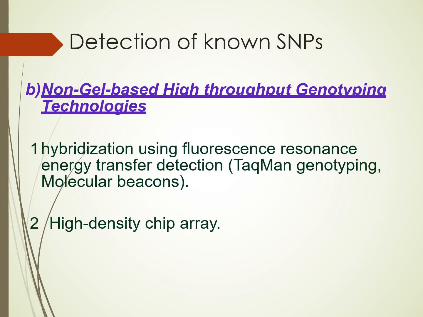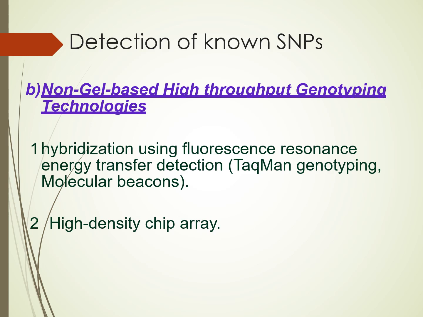Then there is non-gel based high throughput genotyping technology. In the previous technologies that we have discussed, that is PCR and then mini sequencing, in those cases we have to run the DNA on the gel. But there are other techniques which are non-gel based and are high throughput genotyping technologies. So you can determine the presence of SNPs in all the genes present in the genome.